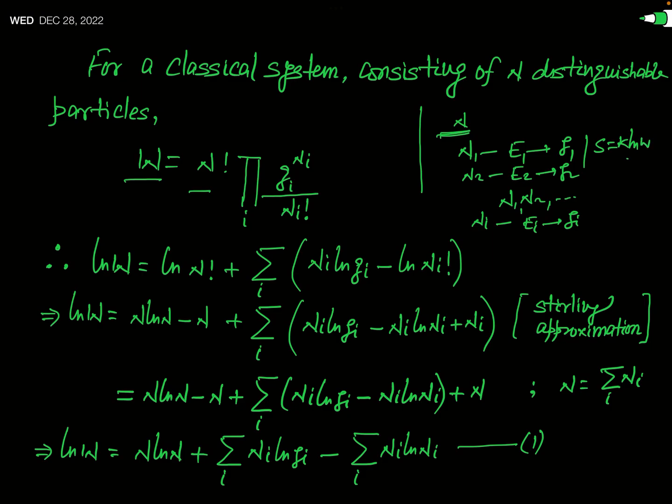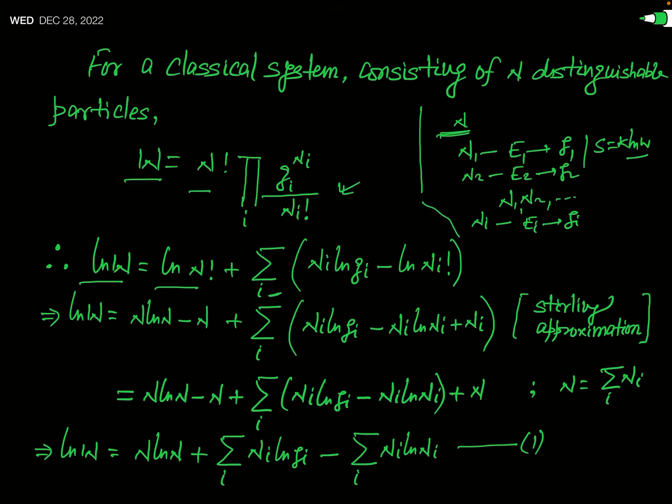So we must know what will be the value of log W. W is defined in this manner, and so what will be ln W? Ln W, you can see, will be log n factorial plus, as you know, when you take log, the sign of product will change into the sign of summation. So this is summation over i of log Gi to the power ni.